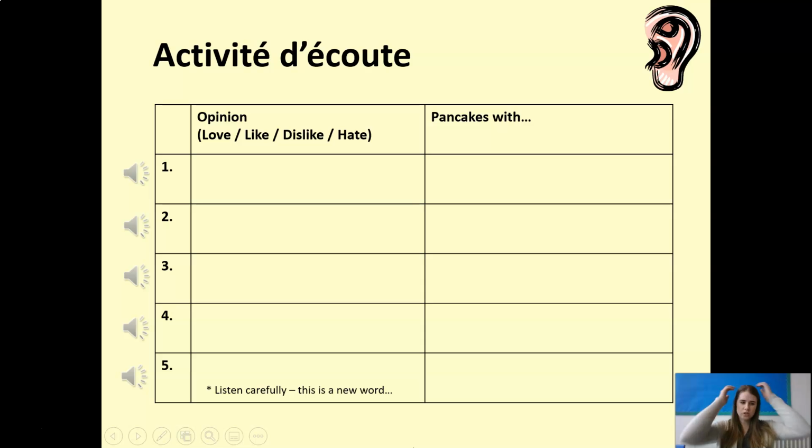Okay, so your task now is I'm going to play these different sounds and it's going to tell you whether they love, like, dislike, or hate something, and they're going to tell you what is on the pancakes. When it says avec in French means with. So it might say, I love pancakes with, so j'adore la crêpe avec, and it might say les bananes, okay? So you need to think about what it says. So you've got this table in front of you, okay, and I'm going to play the first sound.